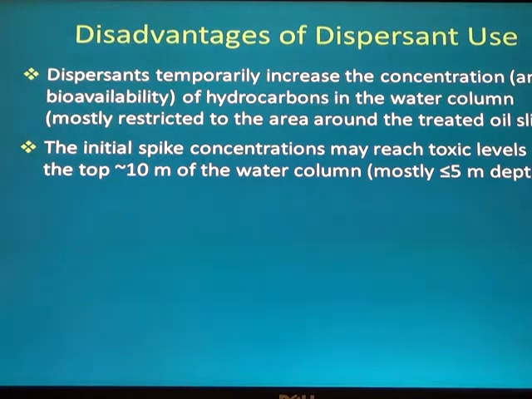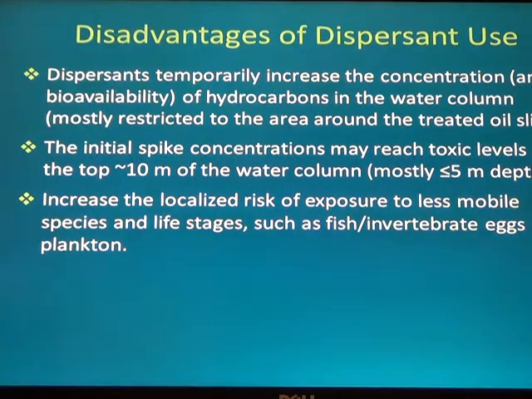The initial spike concentrations may reach toxic levels. We usually say the top 10 meters of the water column, because really that's where we can detect it. But within that top 10 meters, when you start getting down to 10 meters, you're down to 1 part per million or less. So that spiked concentration is mostly in the 5 meters or less depth of that water column.